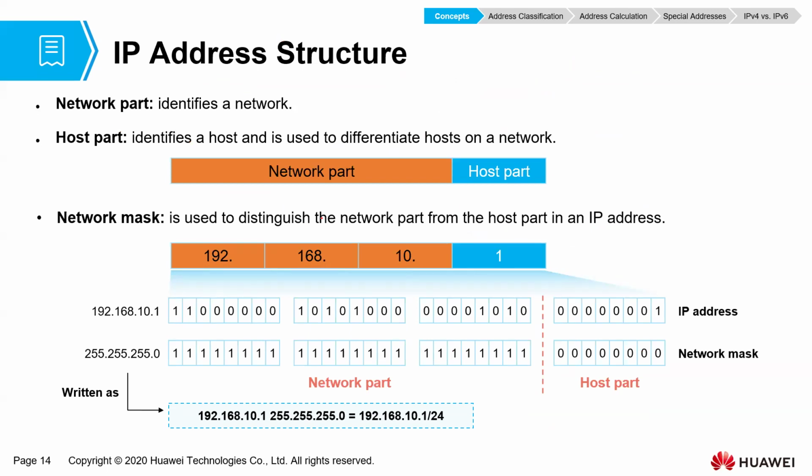An IP address is identified by the network portion, the host portion, and what we call the network mask. In simple terms, let's use this IP address right here.